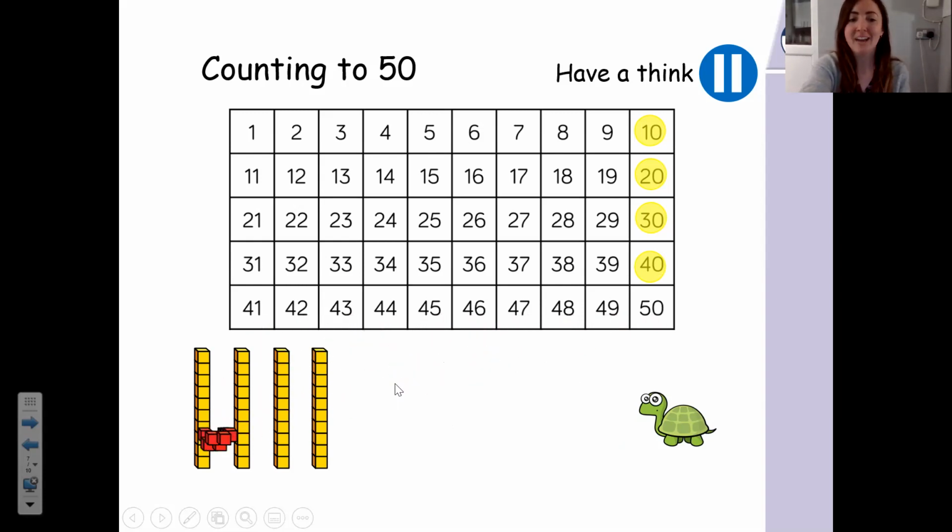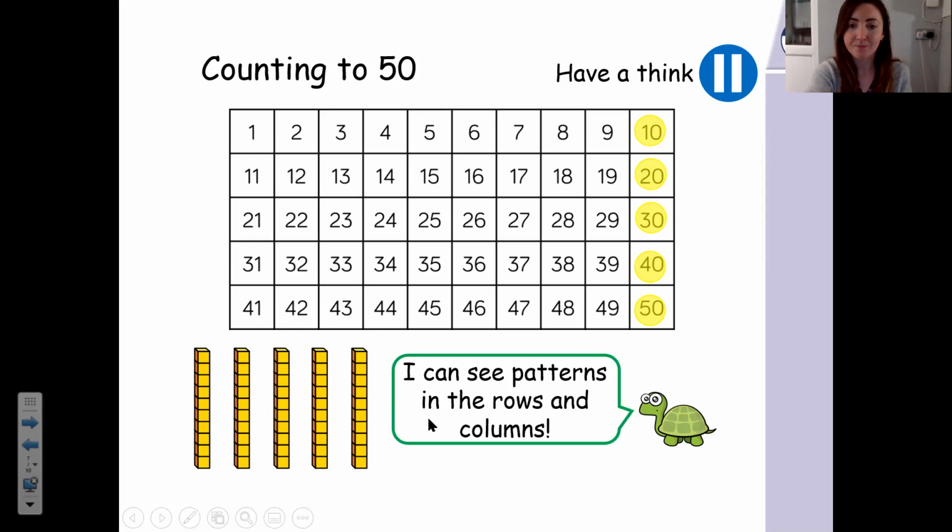So let's put those 10 ones together to make 1 ten. And now we have 50. Let's count them in tens again. 10, 20, 30, 40, 50. So we've counted all the way up to 50 in ones and in tens.